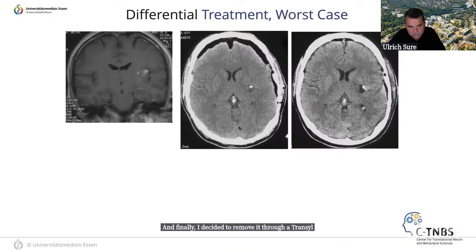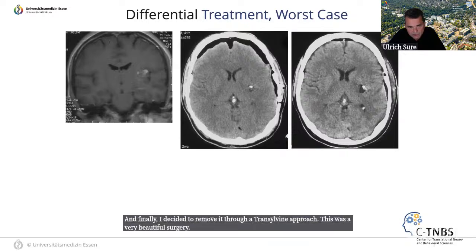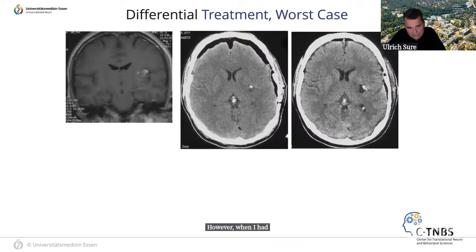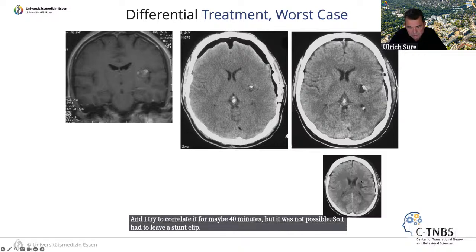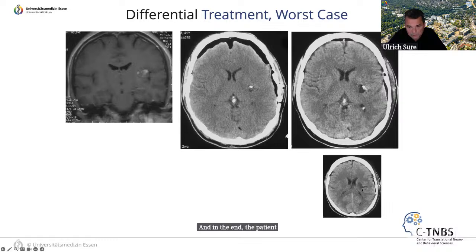This was a very beautiful surgery. However, when I had removed the cavernoma in the end, I had a bleeding from a very small intraparenchymal artery, and I tried to coagulate it for maybe 40 minutes, but it was not possible. So I had to leave a shunt clip. And in the end, the patient developed an infarction that gave a nearly complete hemiplegia that remained.